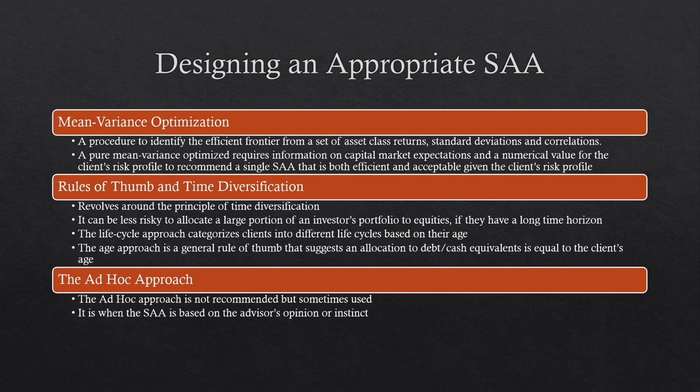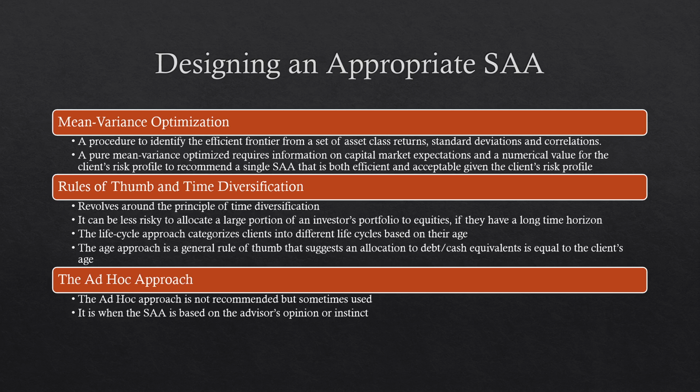So this revolves around the principle of time diversification. It can be less risky to allocate a large portion of an investor's portfolio to equities if they have a long time horizon. So that is sort of just that other perspective to risk. You also have the life cycle approach which categorizes clients in different life cycles based on their age. And the age approach is just a general rule of thumb that suggests an asset allocation to debt and cash equivalents is equal to the client's age. So if a client is 50 years old, they should have 50% fixed income, 50% equity.